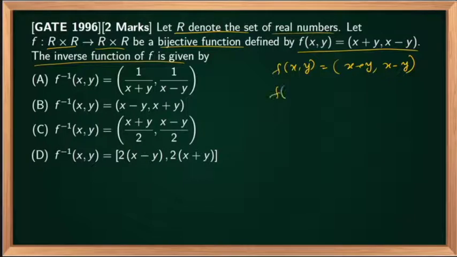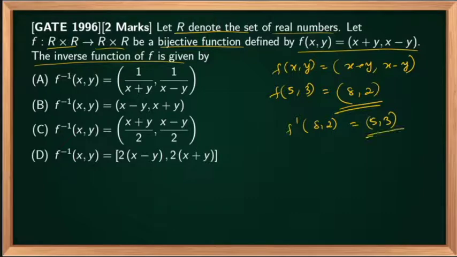So that means if you have f of 5 comma 3, then the output will be the pair 8 comma 2, because 5 minus 3 is 2, right? Now what should be the inverse function? The inverse function, if you give 8 comma 2 as the input, it should give 5 comma 3 as the output, right? That is the inverse function.